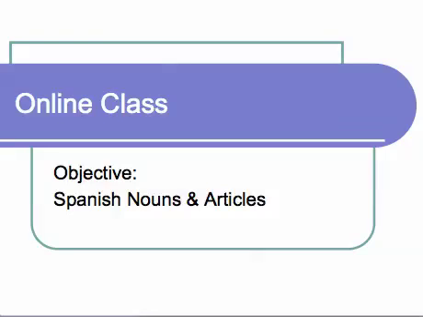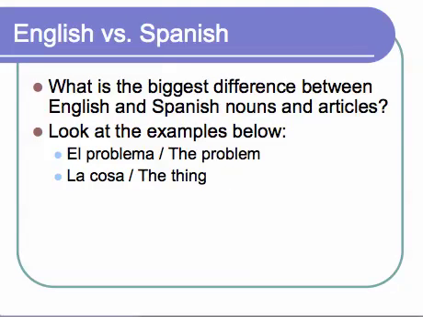Our objective for today is to learn how to use Spanish nouns and articles. One way to learn nouns and articles in Spanish is to compare them with what we already know about English nouns and articles. So what's the biggest difference that you see between English and Spanish nouns and articles? You can start by looking at the examples on the screen. El problema, la cosa, and the English equivalent, the problem, the thing. Notice that the is the same word for both examples in English, but in Spanish we have el and la.